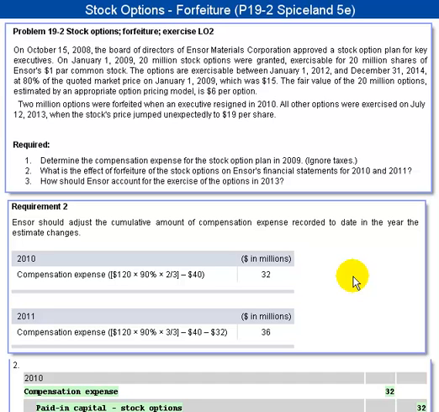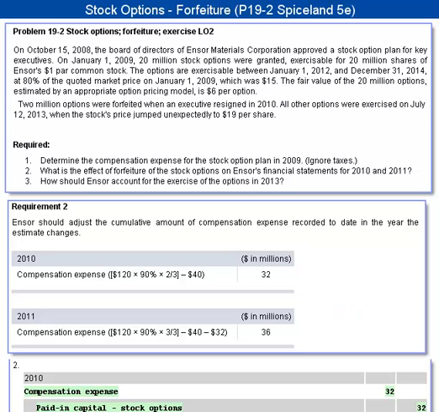So in 2010, the compensation expense would be 120 times 90% times 2/3, minus the 40 million that was already recorded. That comes to 32 million. In 2011, we have 120 times 90% times the full 3/3, minus the 40 million that was recorded. So that would be 36 million.